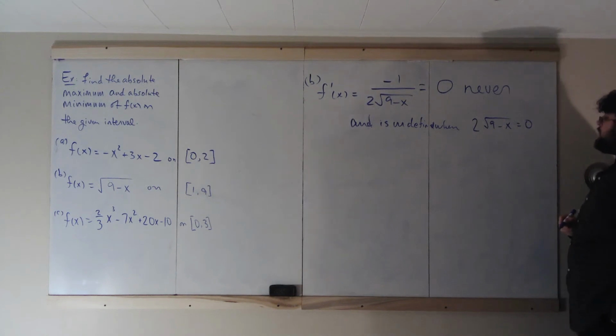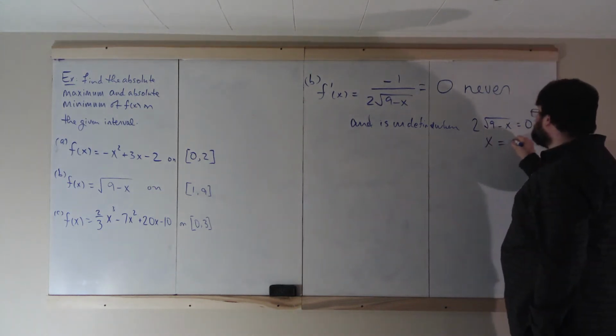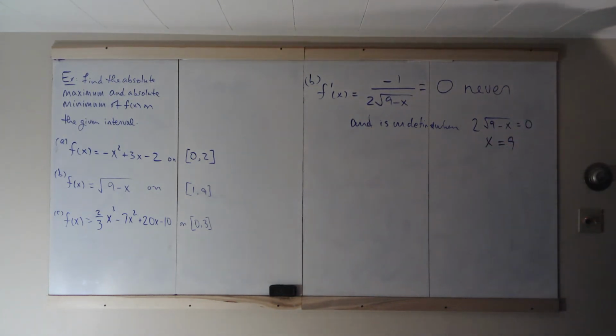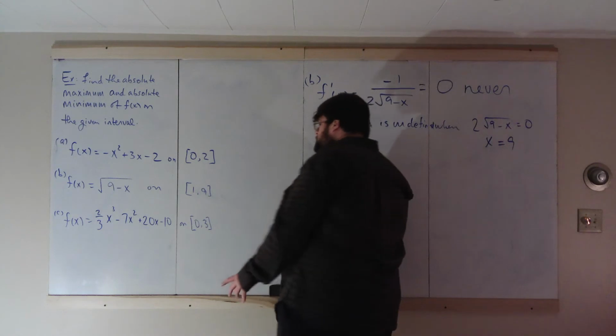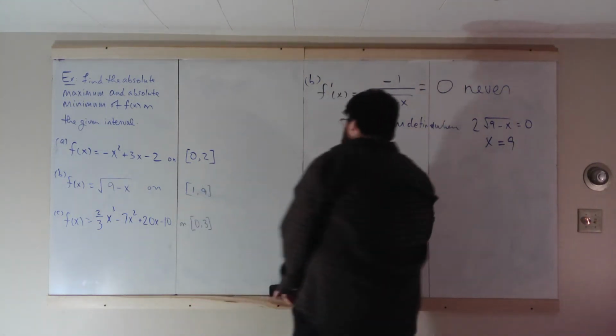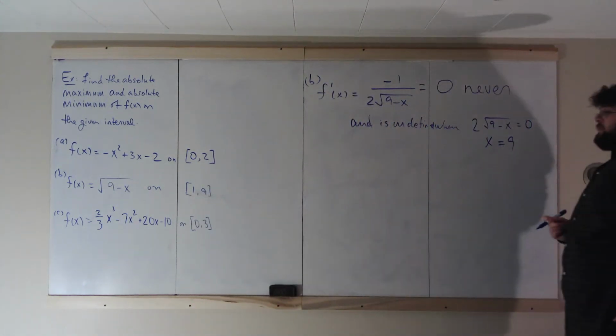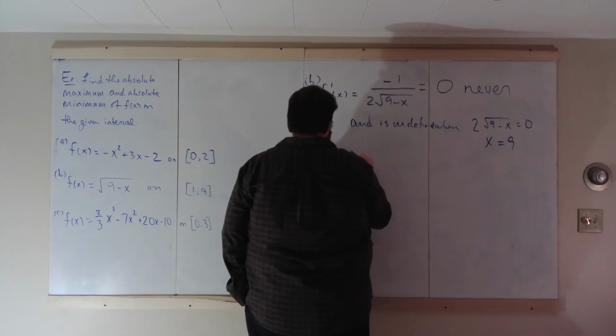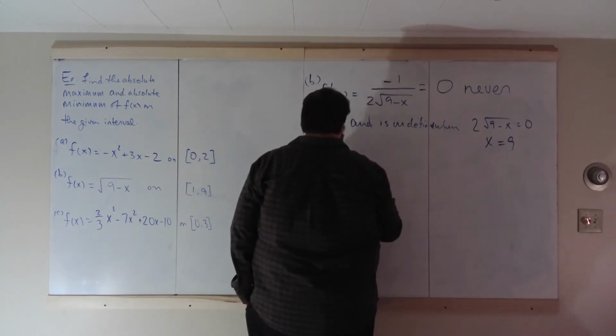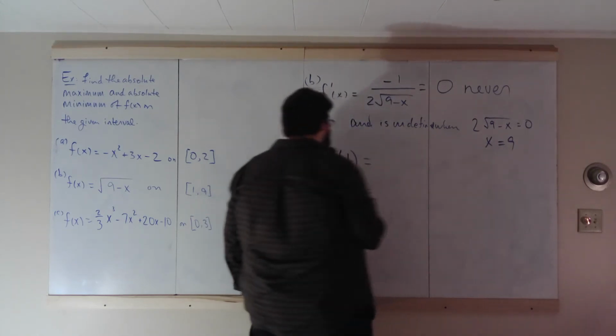Divide by 2, square, move the 9 over, you get x equals 9, because 9 minus 9 is 0. So we have no points where the derivative is 0, but it's undefined at x equals 9. Does it matter that the derivative is undefined at x equals 9? Well, we found our critical point, 9. Endpoints are 1 and 9. So all we have to do is find f at 1 and find f at 9.